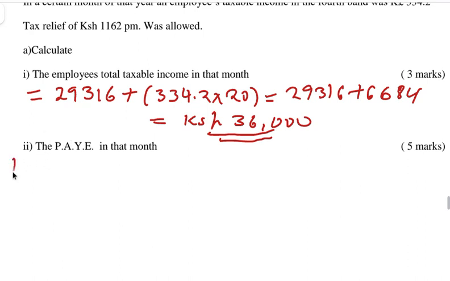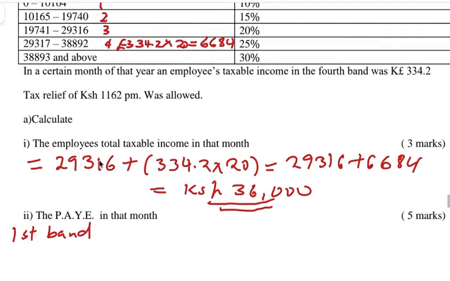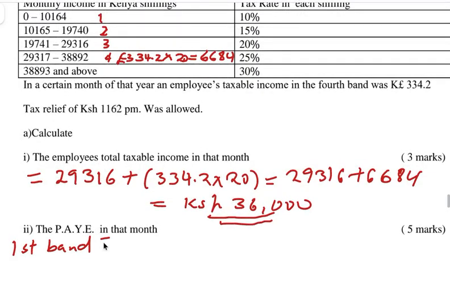So in the first band, tunajua income yetu ni 10,164 Kenya shillings, utaitimes na ile rate yako times 10/100, tayari itakupa into Kenya shillings. Sawa, so ukichukua 10,164 times 10/100 itakupa 1,000.